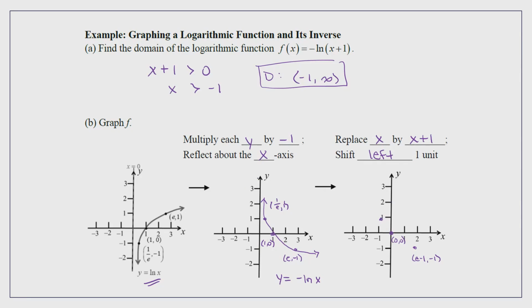And so our vertical asymptote, which was the y-axis, also shifts. So we're now approaching our vertical asymptote at x equals negative 1. And so this will be our point. Let's label that 1 over e minus 1, 1. And then we can connect our dots.